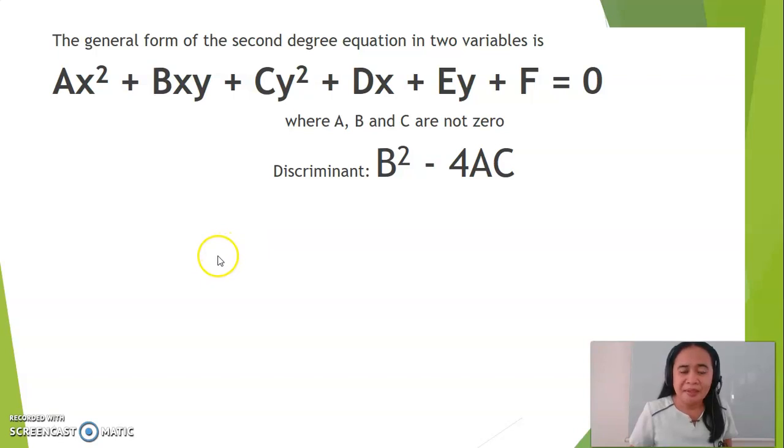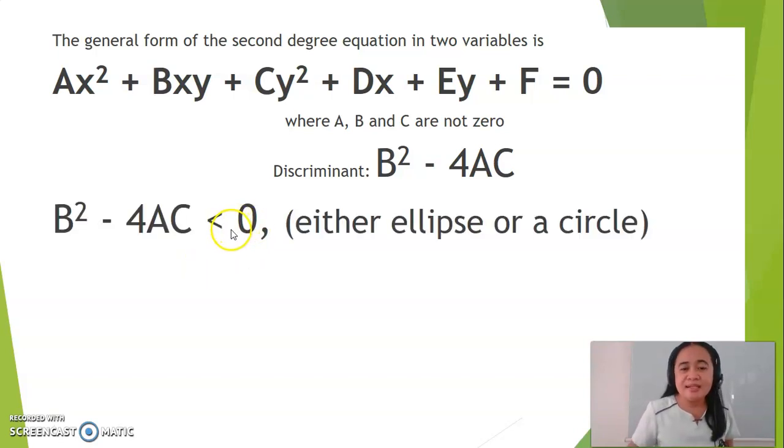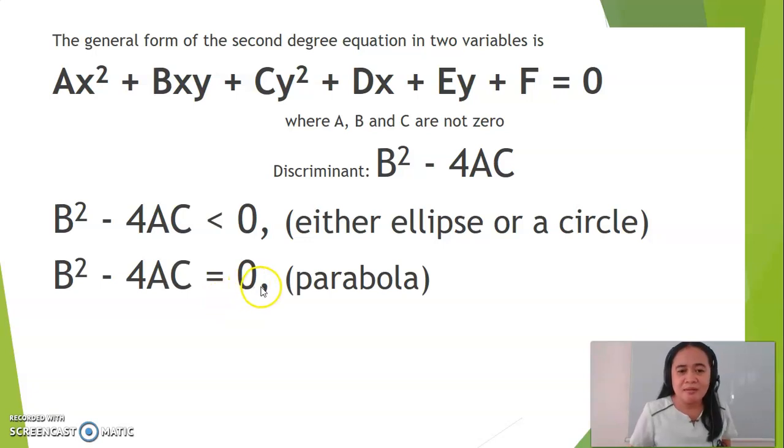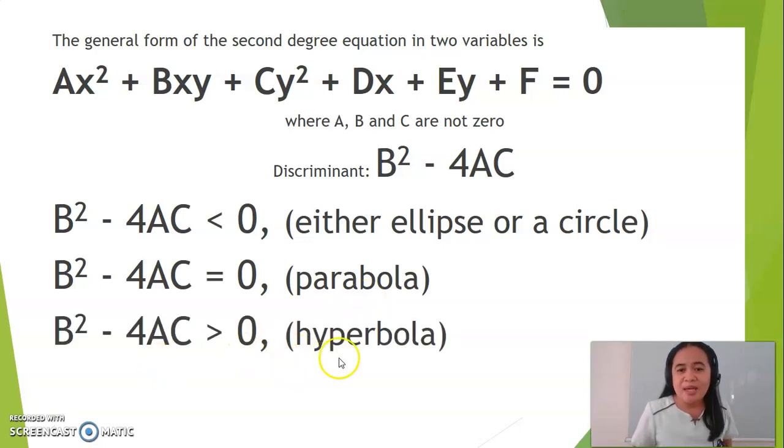Now, if the computed discriminant value is less than 0, there are two possible cases. It could be that the equation represents a circle or an ellipse. If the discriminant value is equal to 0, then the equation represents a parabola. If the discriminant is greater than 0, then the equation represents a hyperbola.